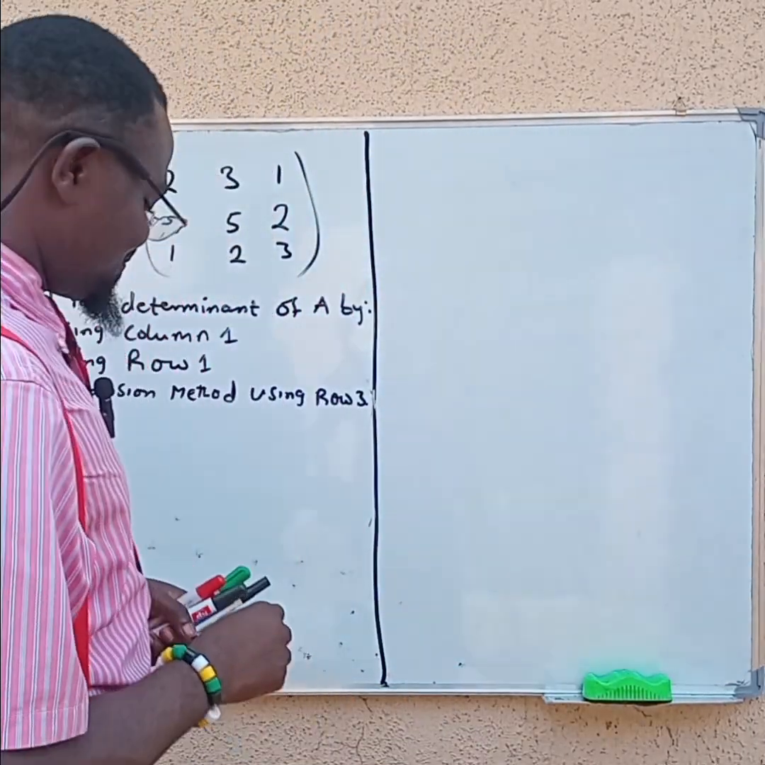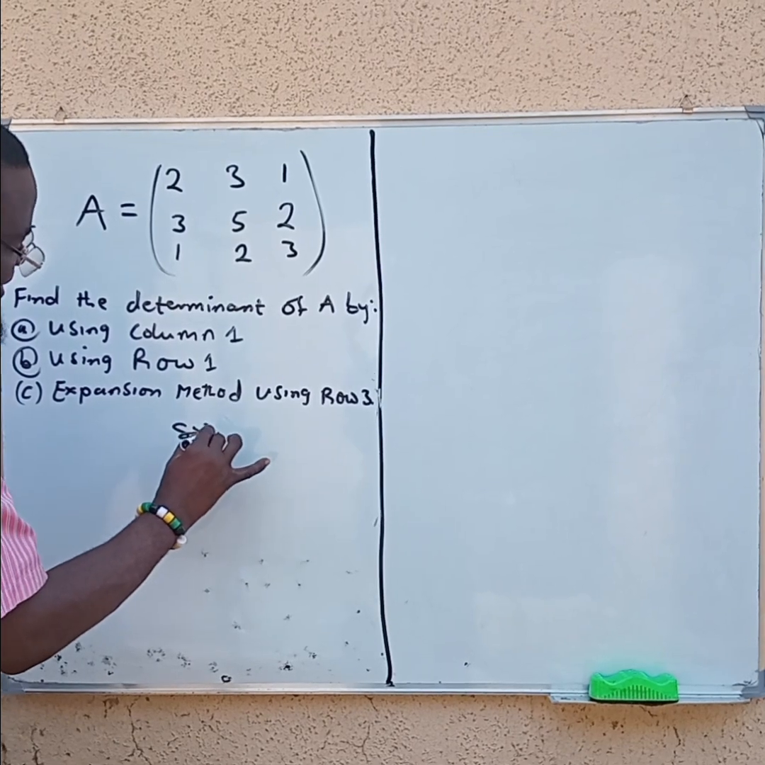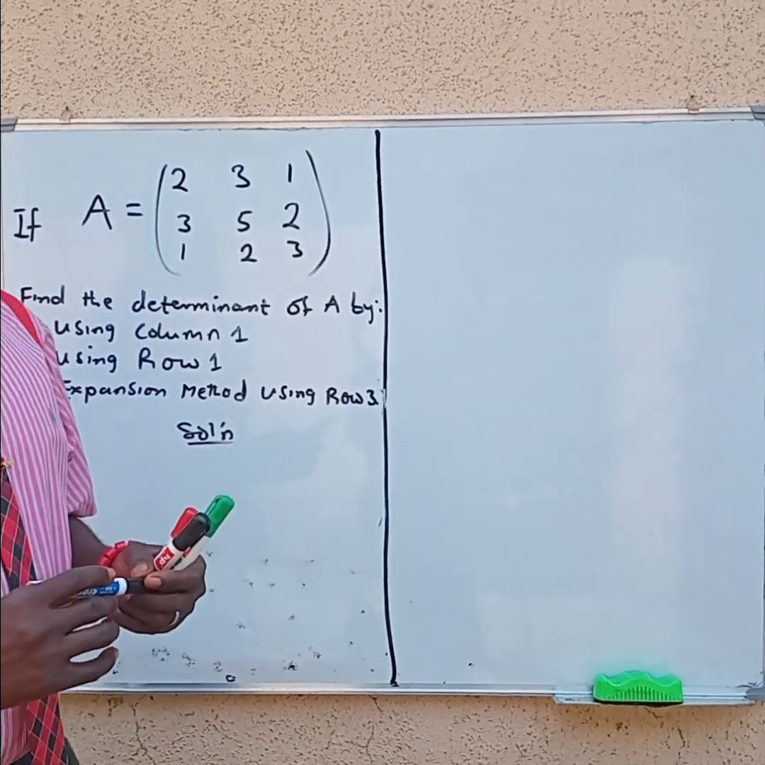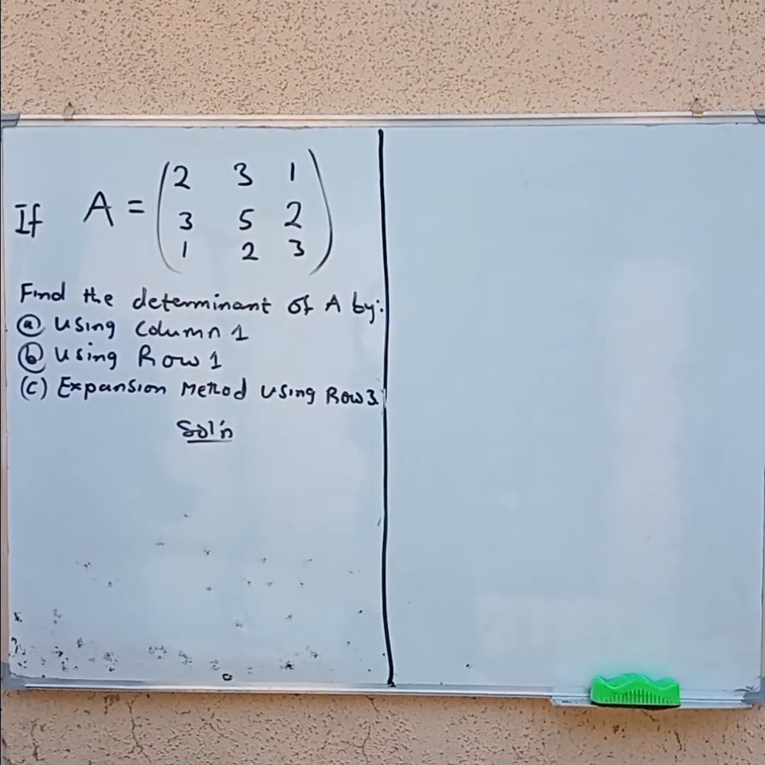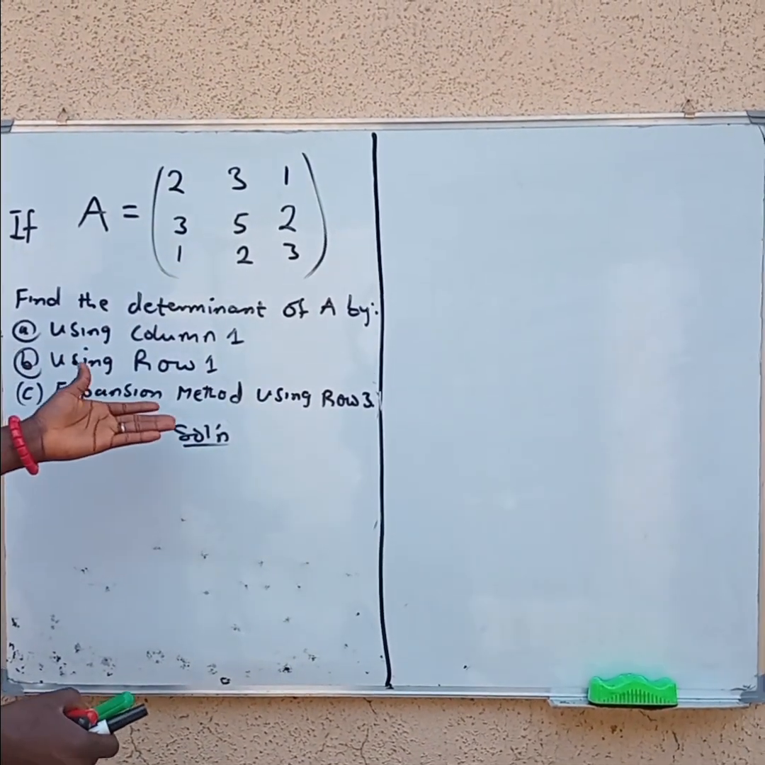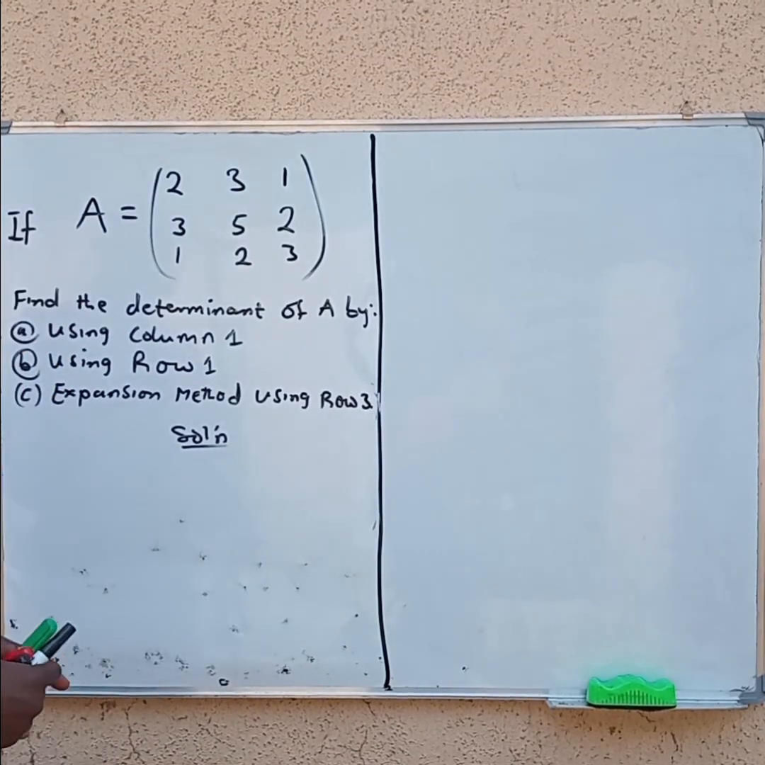So, see the question before us, and I said the first thing to do is to write solution, whether you know it or not. Now, we're given this, and they said that we should use column 1, row 1, or expansion method using row 3 to find the determinant.